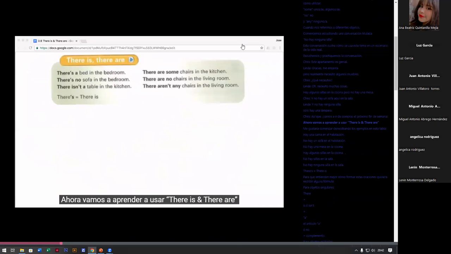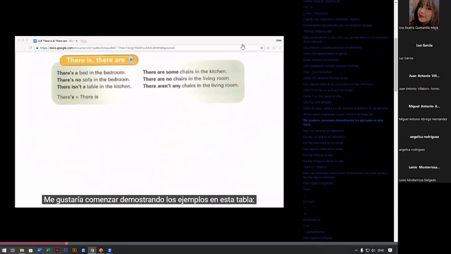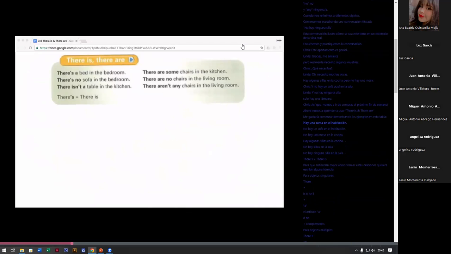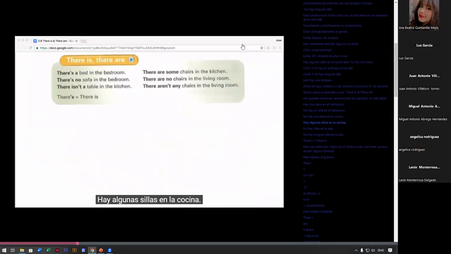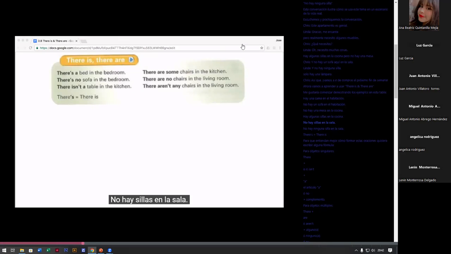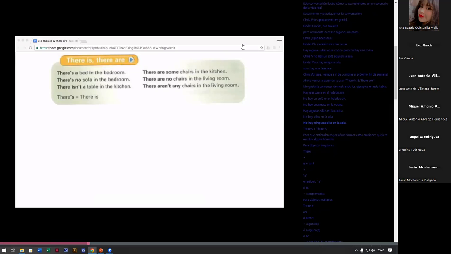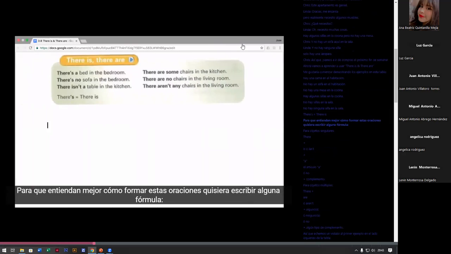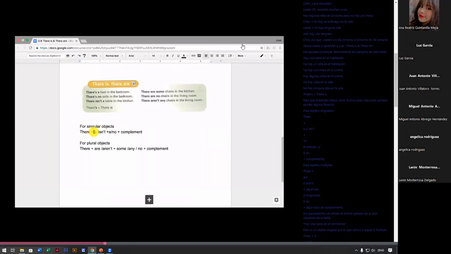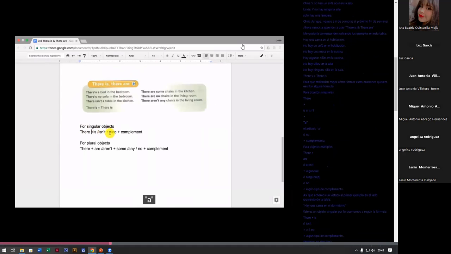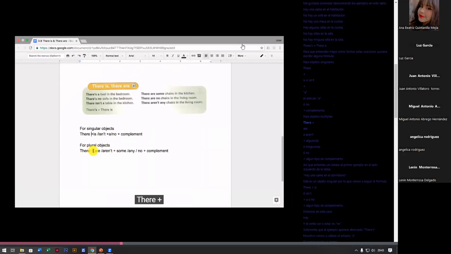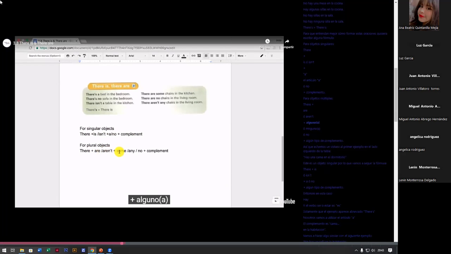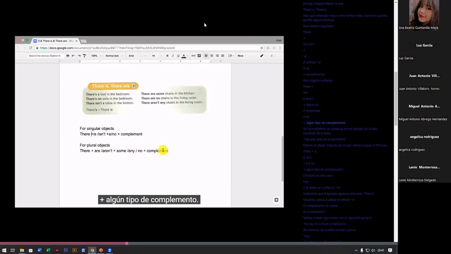Now, let's learn how to use there is and there are. I would like to start by demonstrating the examples on this chart. There's a bed in the bedroom. There's no sofa in the bedroom. There isn't a table in the kitchen. There are some chairs in the kitchen. There are no chairs in the living room. There aren't any chairs in the living room. There's equals there is. To better understand how to form this statement, I would like to write some formulas. For singular objects, there plus is or isn't, plus a, that's the article a, or no, plus complement. For plural objects, there plus are or aren't plus some or any or no plus some kind of complement.